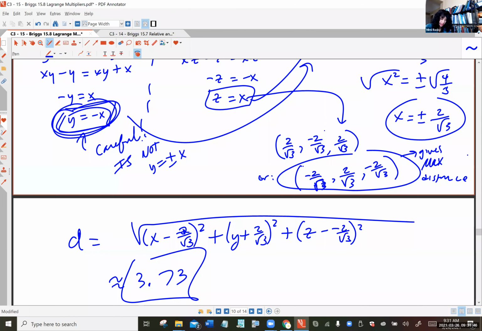The other point, now they didn't ask us for a minimum distance. So you don't have to give them the other point if they only ask for a max. But I claim that if they did ask for both a max and a min, this point would give you a minimum distance. I didn't calculate that, but if you plug that into your distance function, you would get some other alternate answer, not negative 3.73. For God's sakes, distances can't be negative, okay?